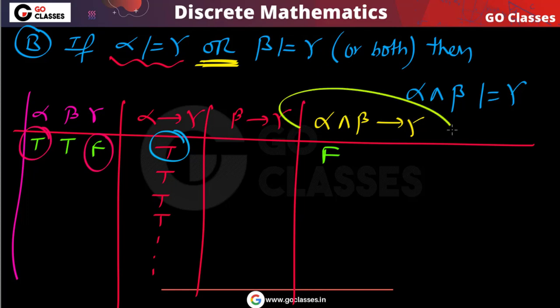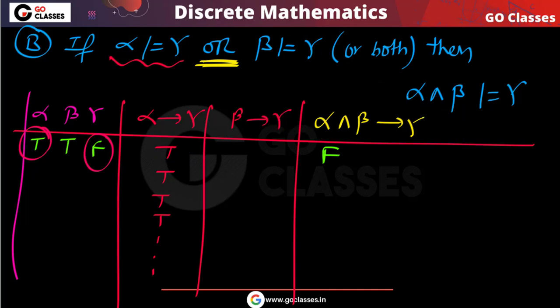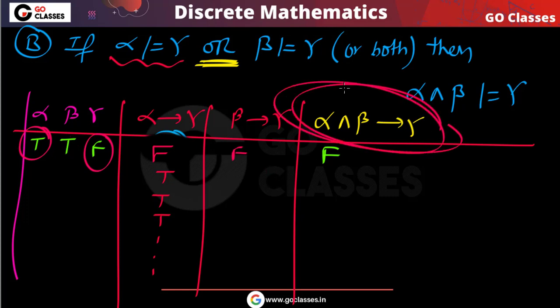Then let me make it false. If I can make it false, then it is not tautology, and option B will be false. So to make it false, I have to make gamma false, alpha and beta true. But there is a problem. If I do this, then this will be false and also this will be false. Alpha implies gamma is also not tautology, beta implies gamma is also not tautology. So definitely there is a problem.